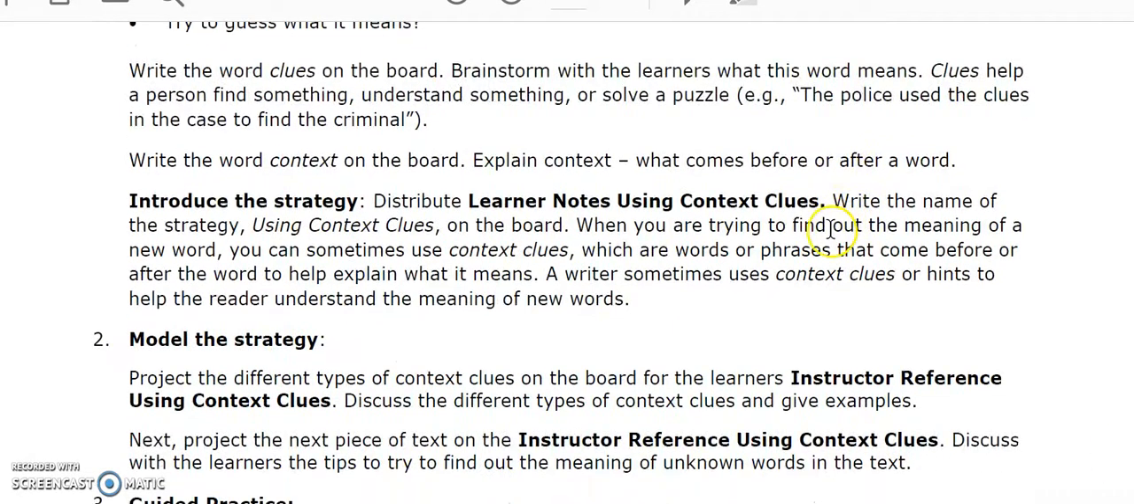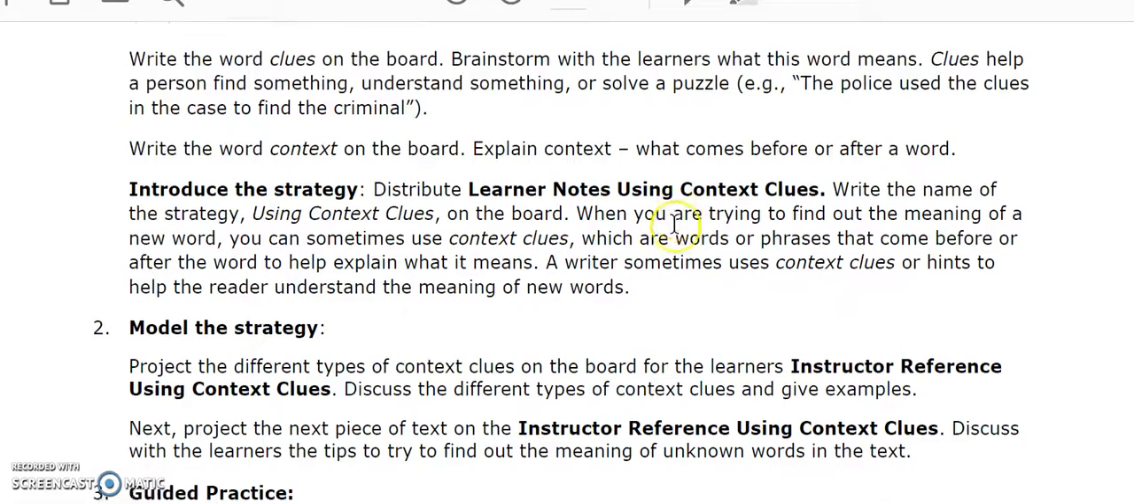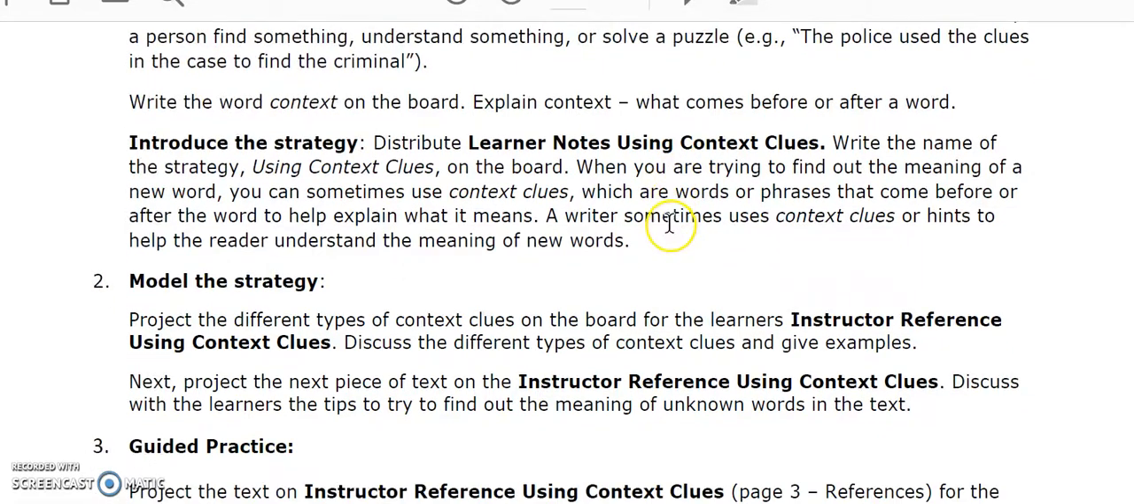The lesson plan then shows you how to model the strategy for the learners to demonstrate how they can look for context clues to find out the meaning of words that they don't know. In the guided practice part of the lesson, you will demonstrate how to use context clues using the organizer to keep track of unknown words and to find out what they mean.